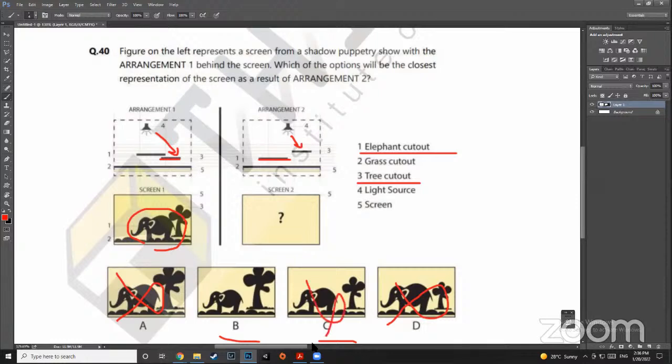And we can see that the grass cutout is same for both the light sources. So we don't need to think about that. And slowly you can eliminate the wrong answers and you'll get the correct answer. Okay. I hope it was clear to all of you. Pretty easy, just that you have to think about the logic.